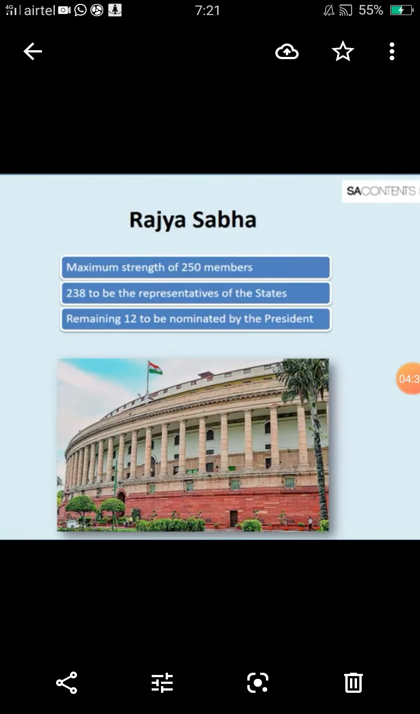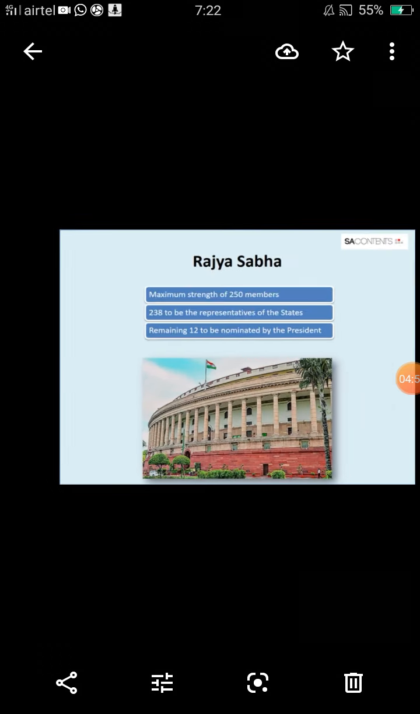Now let's talk about Rajya Sabha. In Rajya Sabha, the maximum strength of members is 250. Out of 250, 238 are representatives of the states, and the remaining 12 are nominated by the president.